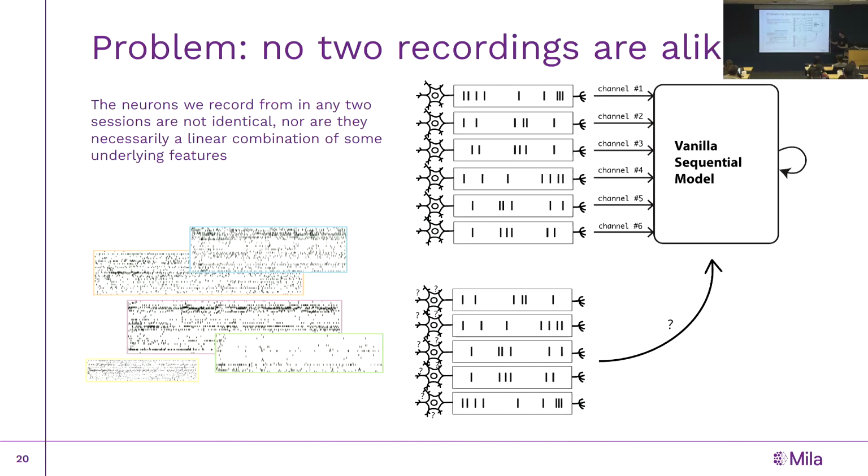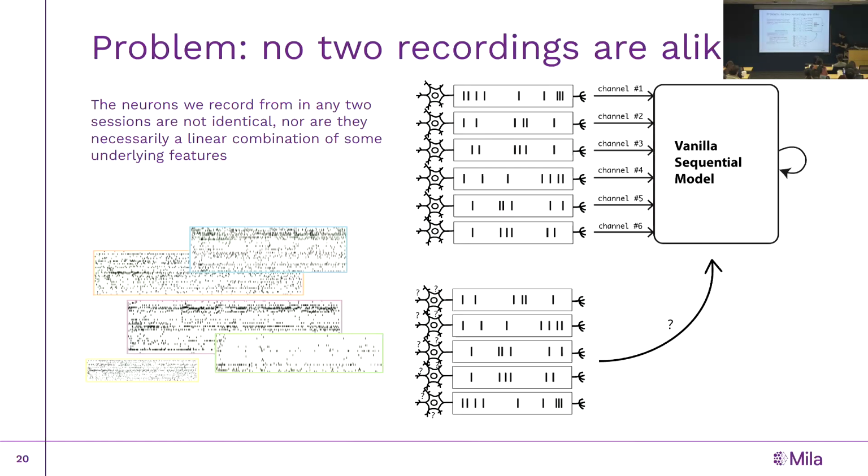As I already articulated, the problem that we face is that the neurons that we record in any 2 sessions are not identical. Nor are they necessarily a linear combination of some underlying features, right? You're dropping electrodes into a system with hundreds of millions or billions of neurons, depending on the species you work on. And the chance that you just happen to sample a similar set of neurons in 2 individuals is infinitesimally small. So you have to accept the fact that you've gotten different neurons in every recording.